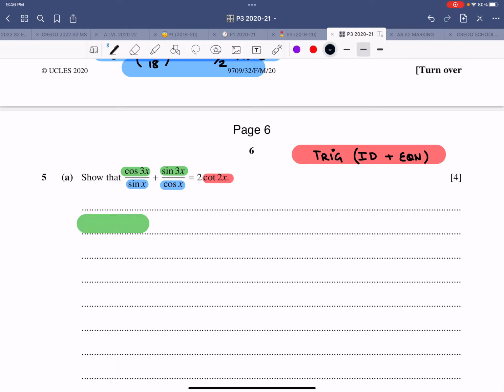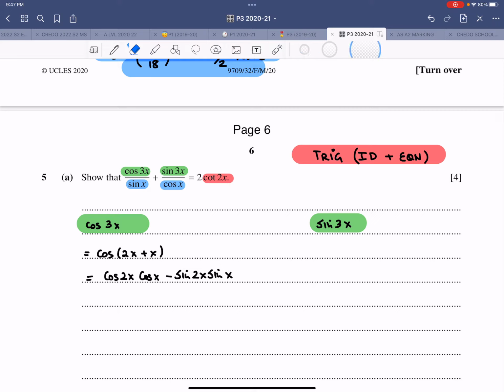So if I open this up, cosine of 3x, and similarly I open up sine of 3x. So what will this become? Cosine 3x, that is cosine bracket 2x plus x. That is cosine 2x cosine x minus sine 2x sine x. That's the first thing. Actually, I don't have to do this. There is another trick that just sprung up in my mind.